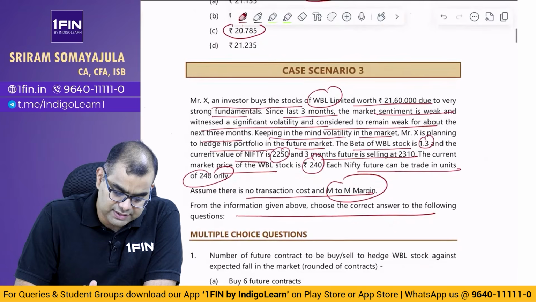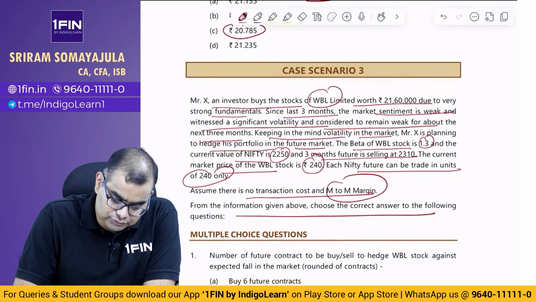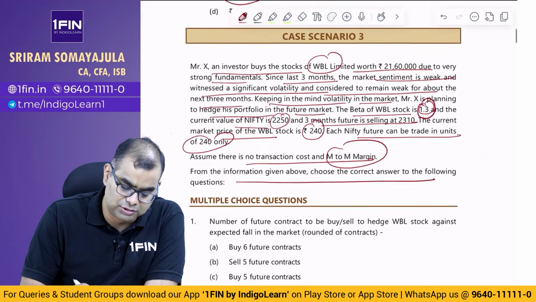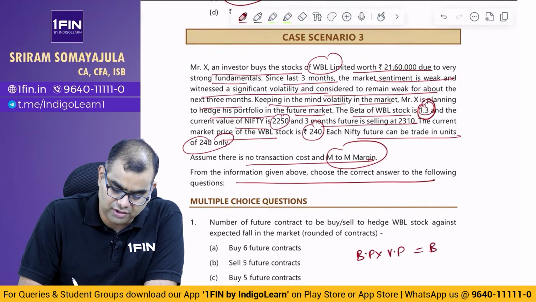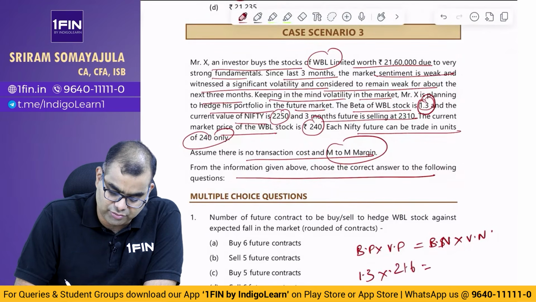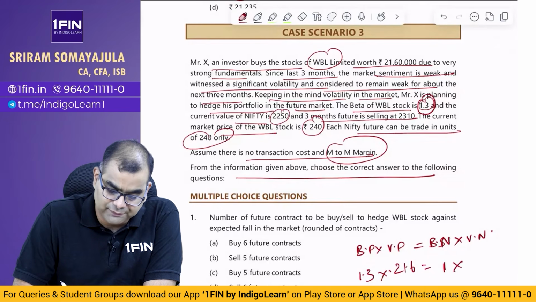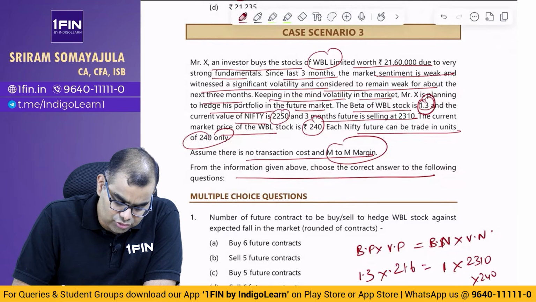Okay, so basically this is about hedging and contracts. So what is the beta? Beta is 1.3. See, what is the goal? Beta of portfolio into value of portfolio is equal to beta of Nifty into value of Nifty. This is what you want to do. What is beta of stock? 1.3 into what is the value of the portfolio? 21.6 lakhs. That should be equal to beta of Nifty. Beta of Nifty is 1. And each future is selling at 2310 into 240, into 2310 into how many units?